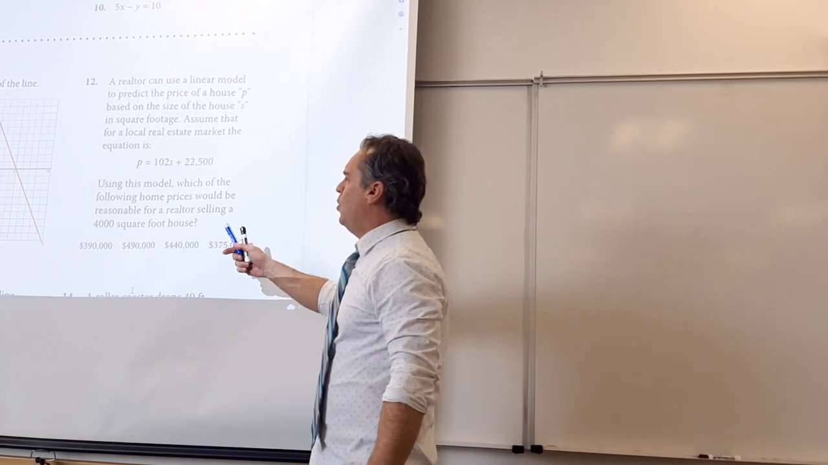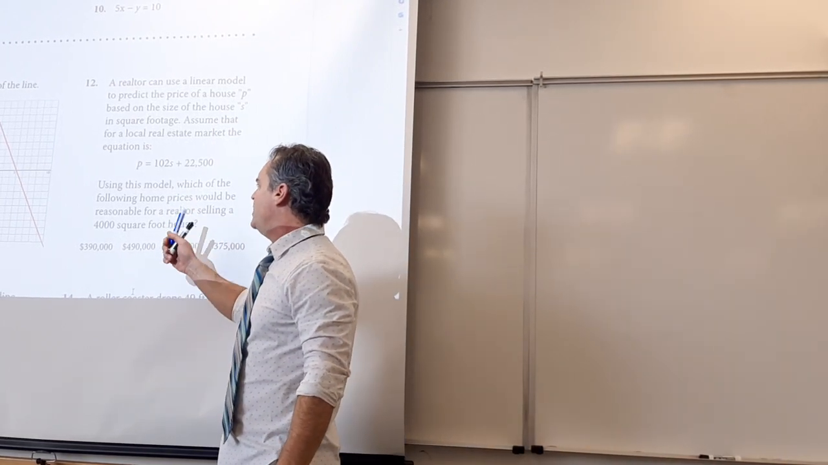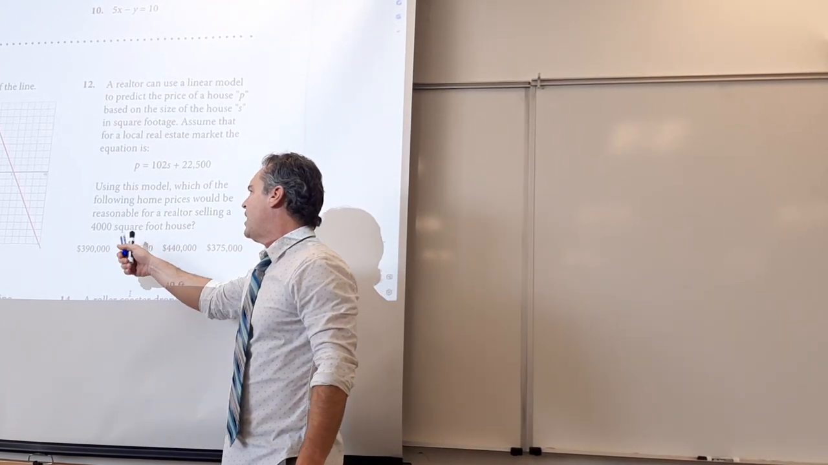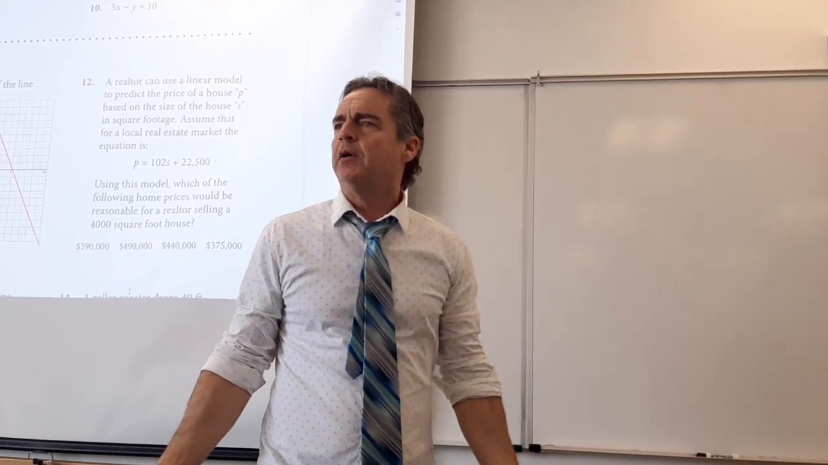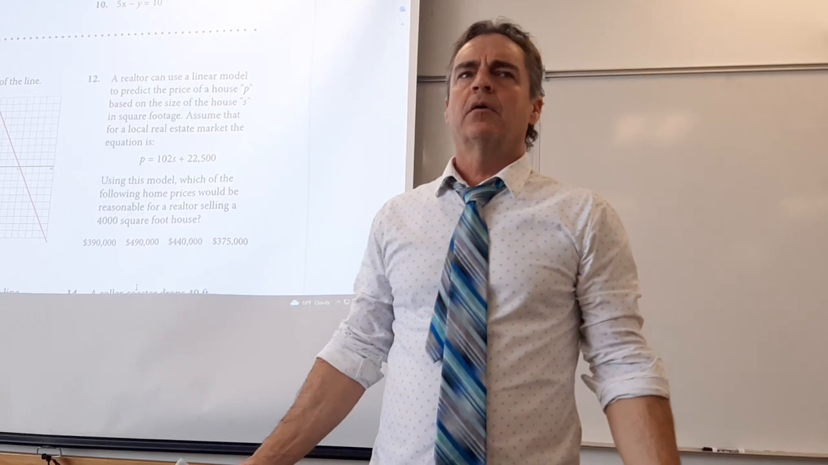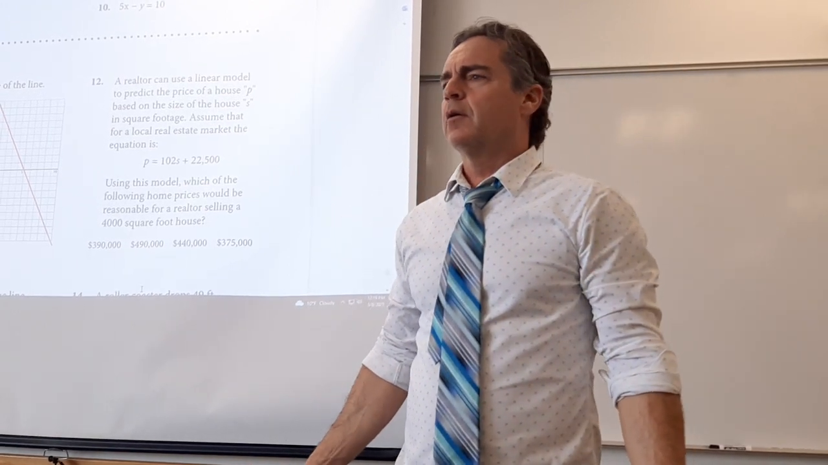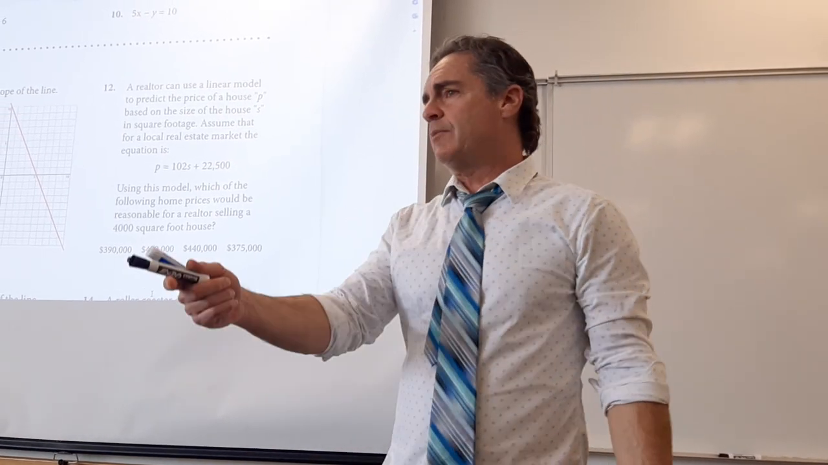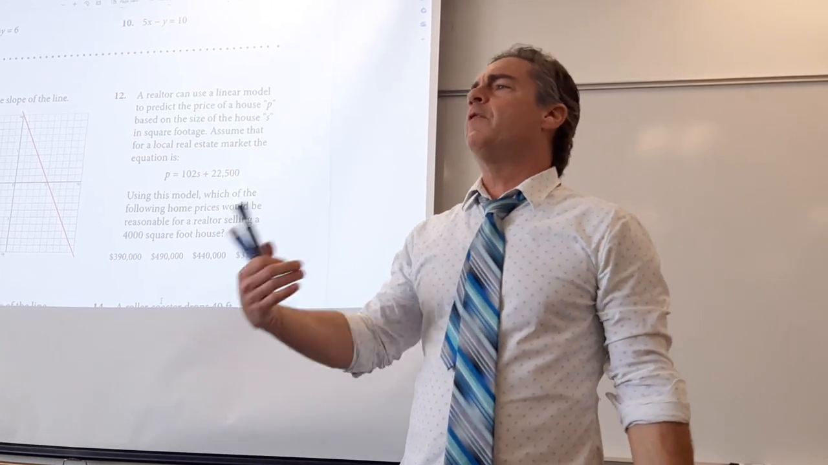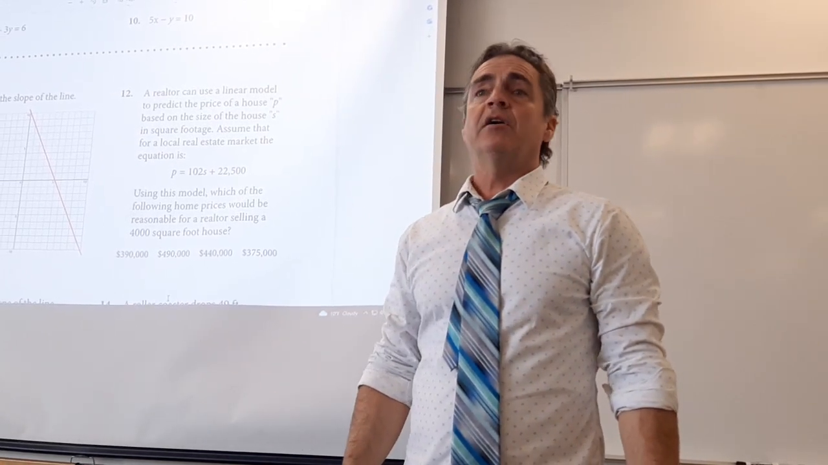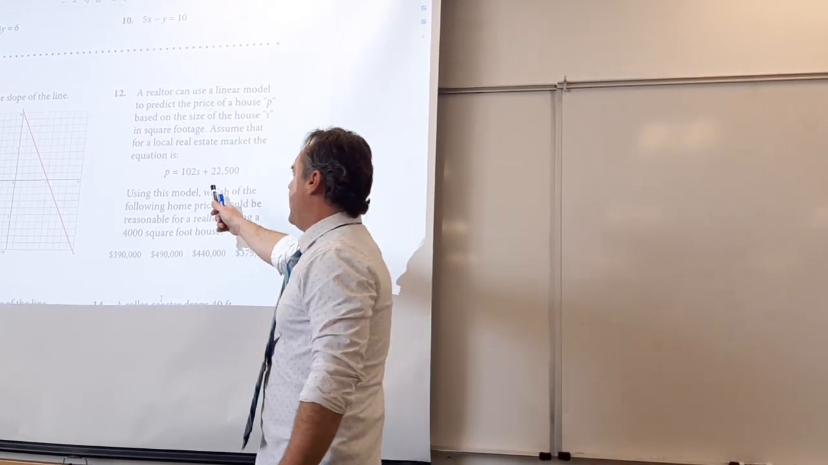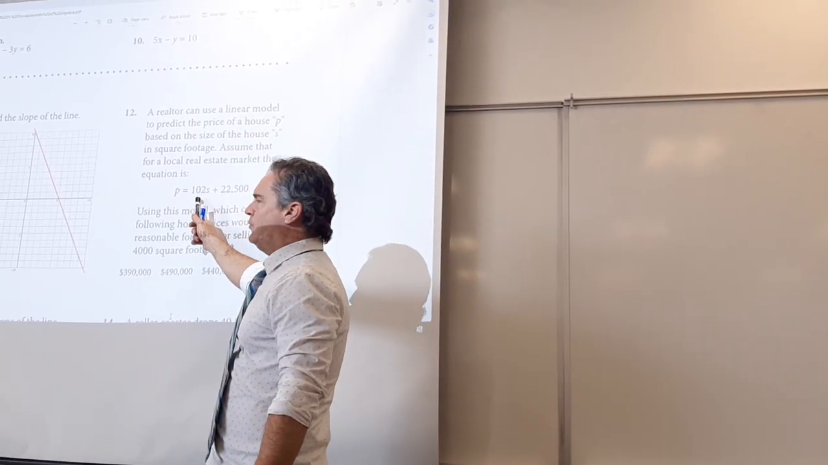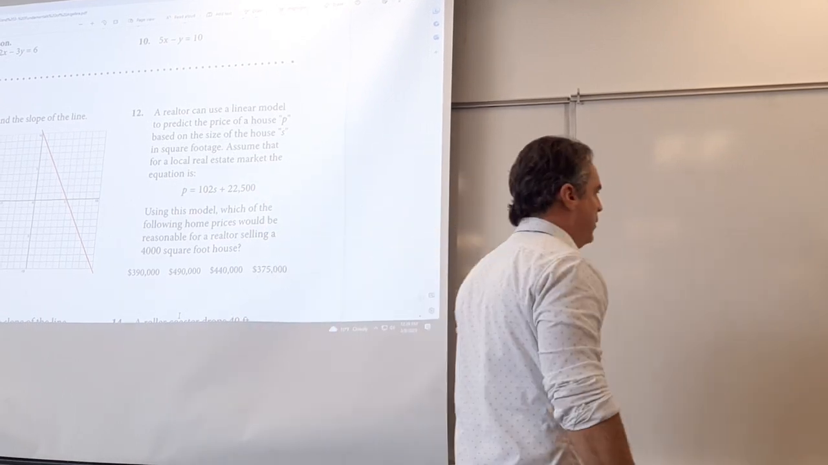Using this model, which of the following home prices would be reasonable for a realtor selling a 4,000 square foot house? Okay, what do we do with 4,000? It would be times 102. You're going to multiply it times 102. So you're plugging it in for what value? S, because it is the square footage of the home. So right now I want you to plug 4,000 into here and get me an answer, and then add 22,500 and tell me what P equals.